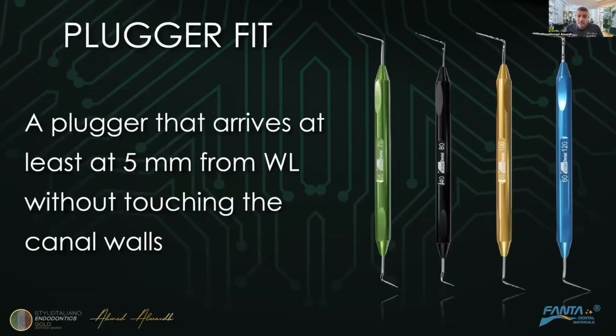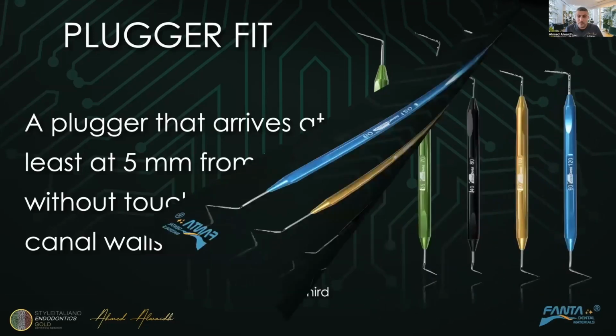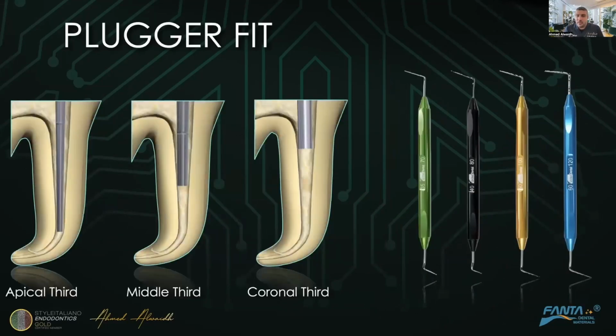So we need to check the tip size before obturation. However, the plugger should reach the apical 5 mm freely in the canal without touching the canal walls. So then we can compact our gutta-percha. So basically, we need to check these tip sizes of the pluggers, because we're going to first obturate the apical third, then the middle third, and then the coronal third.